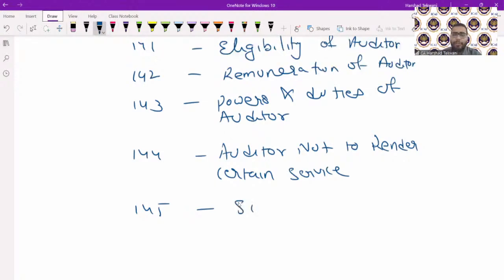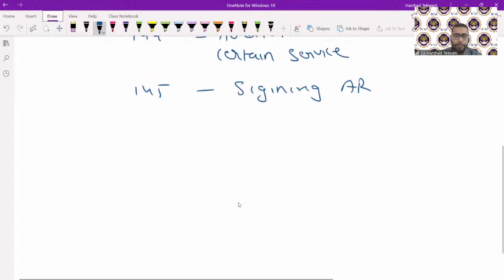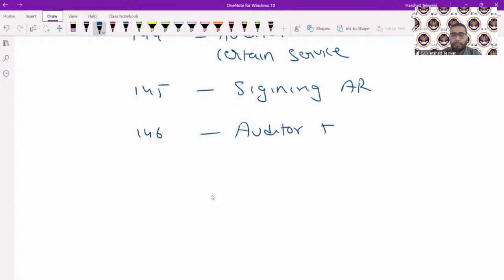145 is related to signing of audit report, like the auditor to sign the audit report. Then comes 146. 146 is auditor to attend general meeting. 147 is punishment, or you can say fines for the contravention. Punishment or fine for the contravention of any of the provisions above.